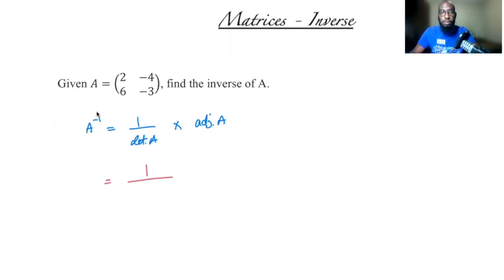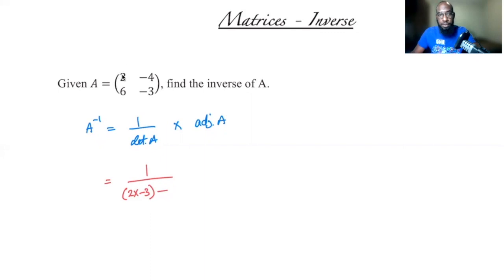So continuing, 1 over the determinant of A. To find out what is the determinant of A, you are going to multiply these two numbers and then multiply these two numbers. So you're multiplying the diagonals. When you multiply these two numbers, you subtract it from the multiplication of these two numbers. All right, so let me write that. So I have 2 times -3, always minus.